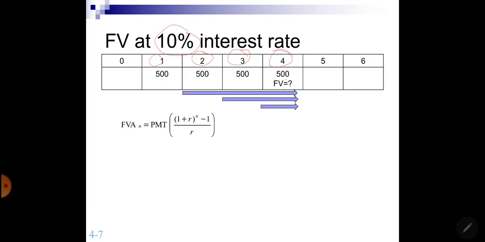The PMT stands for payment, R is the interest rate, and N is the number of years. So 500 is the payment, 10% is the interest rate, so that is 0.1, and N will be 4 over here. Now why is the N 4? An easy way to figure out what the N is, is to always look at the payments. If there are 4 payments, the N will be 4 over here. How many equal installments are there? Just look at that. So 2320.5 is the future amount that will be accumulated.